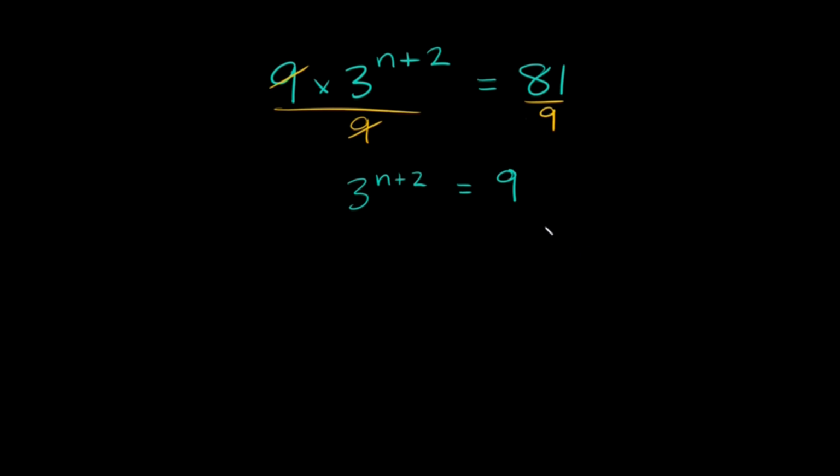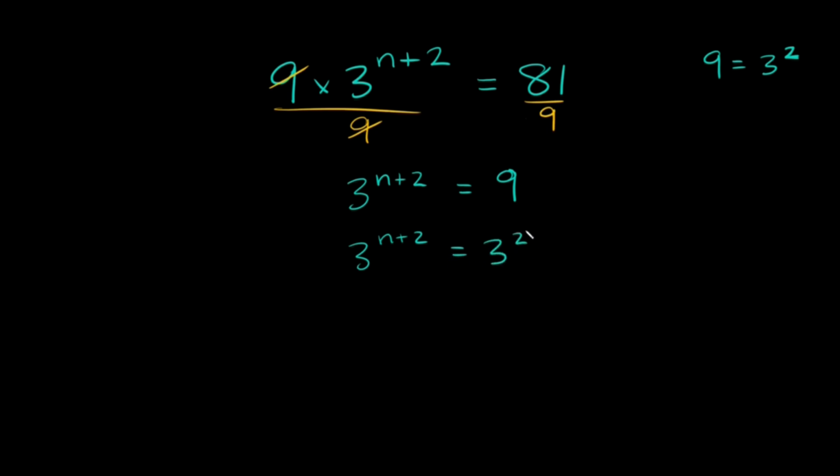Those are normally hints, okay? So 9 right here, as you know, is a perfect square, right? So 9 is equal to 3 squared. So one little clever thing we can do with this 9 is rewrite it as 3 squared. So then we're going to have 3 raised to the n plus 2 is equal to 3 squared, okay?